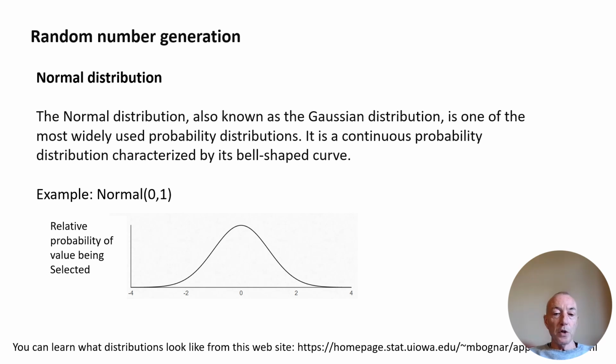So 0 is the most likely value to be selected from that distribution, but values as low as minus 2.5 around there and plus 2.5 also, for each of those there's a small probability that when you take a random sample from this distribution that one of those values will come up.